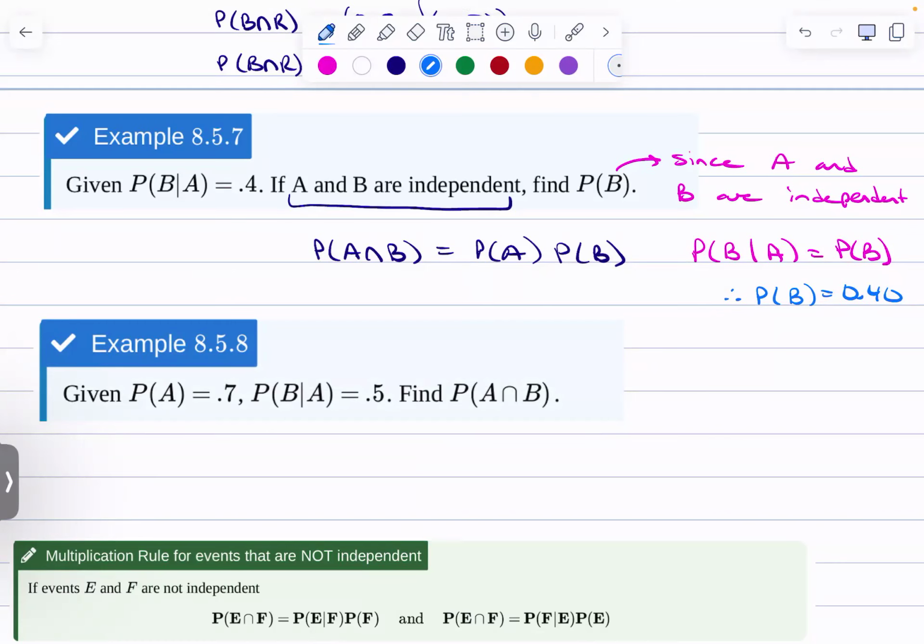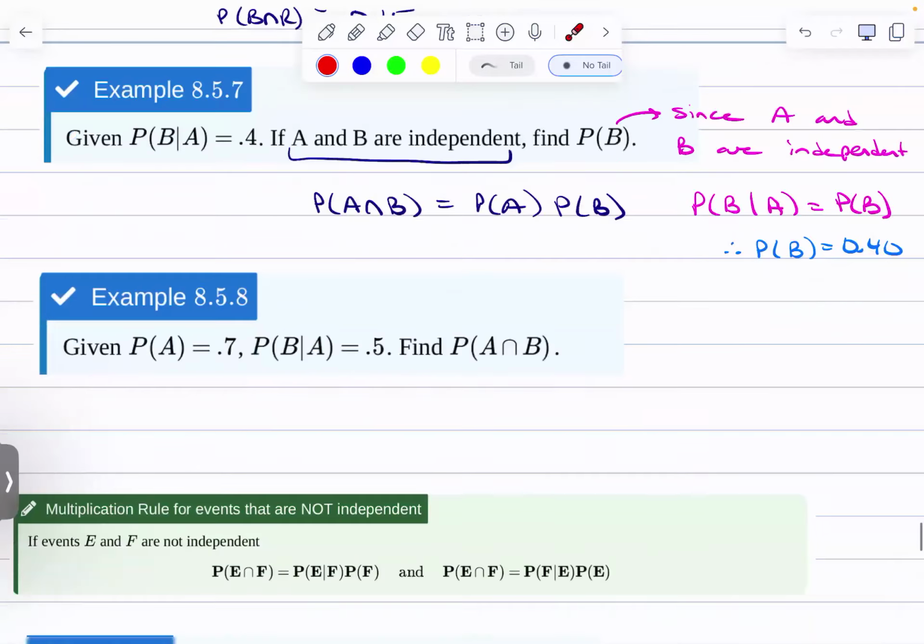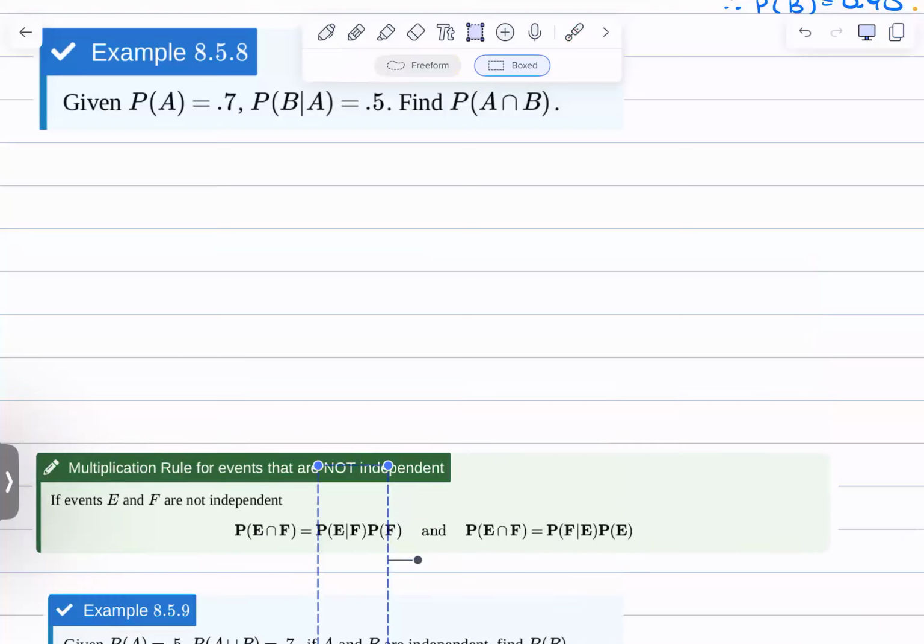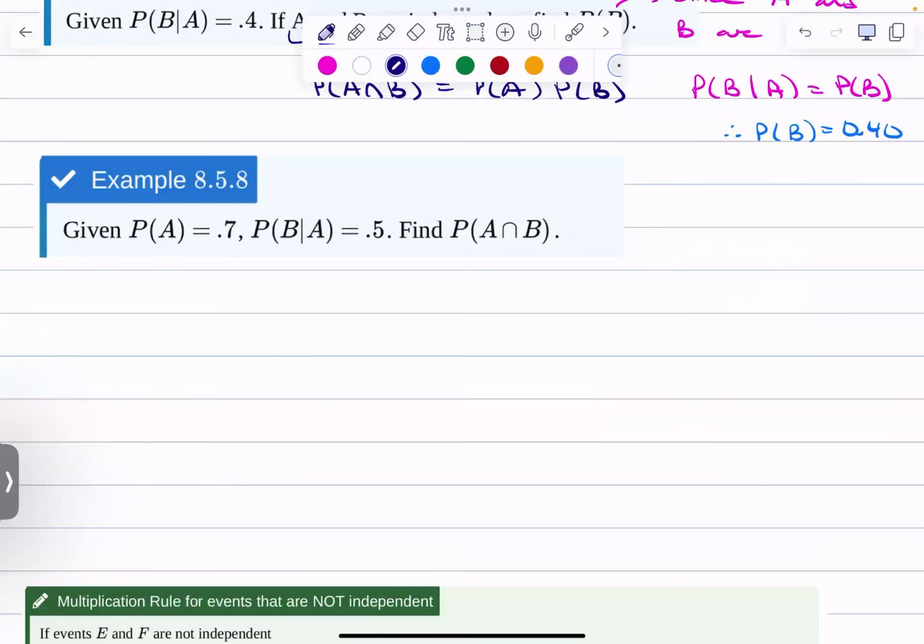If we're given the probability of A is 0.7 and the probability of B given A is 0.5, and we want to find the probability of A and B. Now, if I have this conditional probability, there's no mention of them being independent, and so I'm not allowed to assume that. Which means I'm back to where we were, right? Probability of B given A would look like this. Is the probability of B and A over the probability of A.